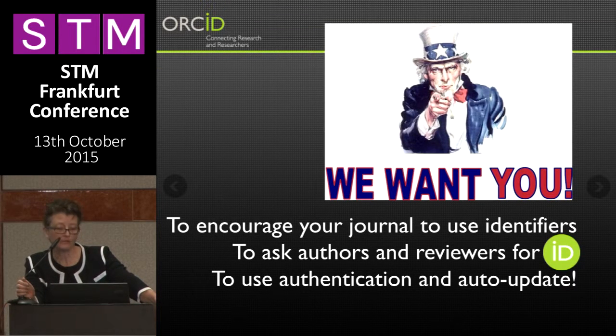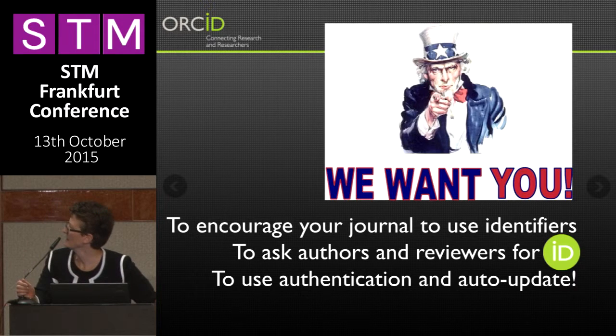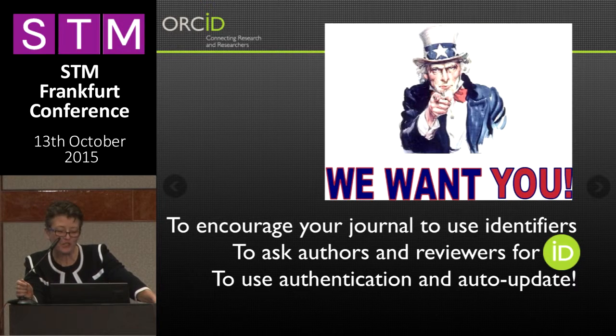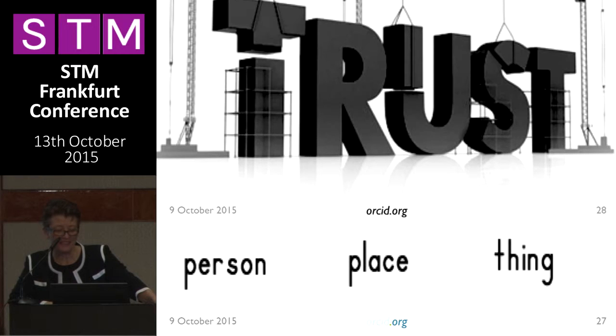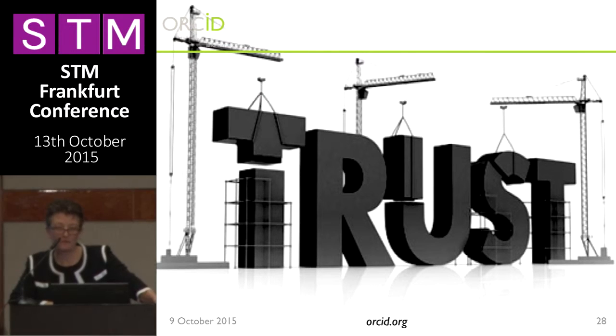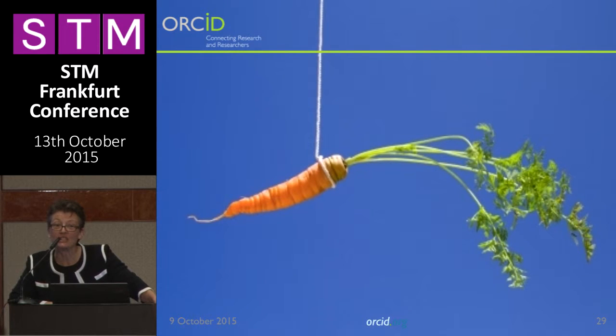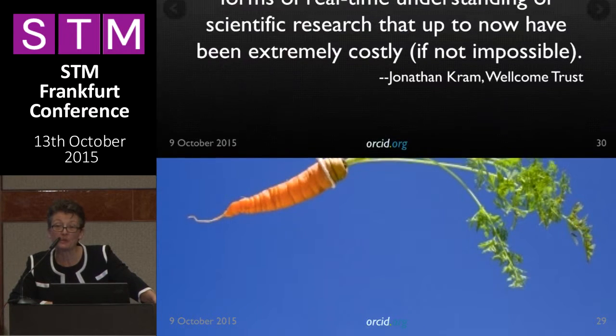What do we want you to do? Sorry, this is very US-based, isn't it? We want you to encourage your journal to use identifiers for people, places, and things, for all of them. Ask your authors and reviewers for their identifier using authentication, and also take part in the auto-update process. That means getting that ID and passing it all the way through production to your Crossref submission. All right, so be a part of collecting the identifiers, help us build a trust framework, help us encourage and incentivize participation in peer review.